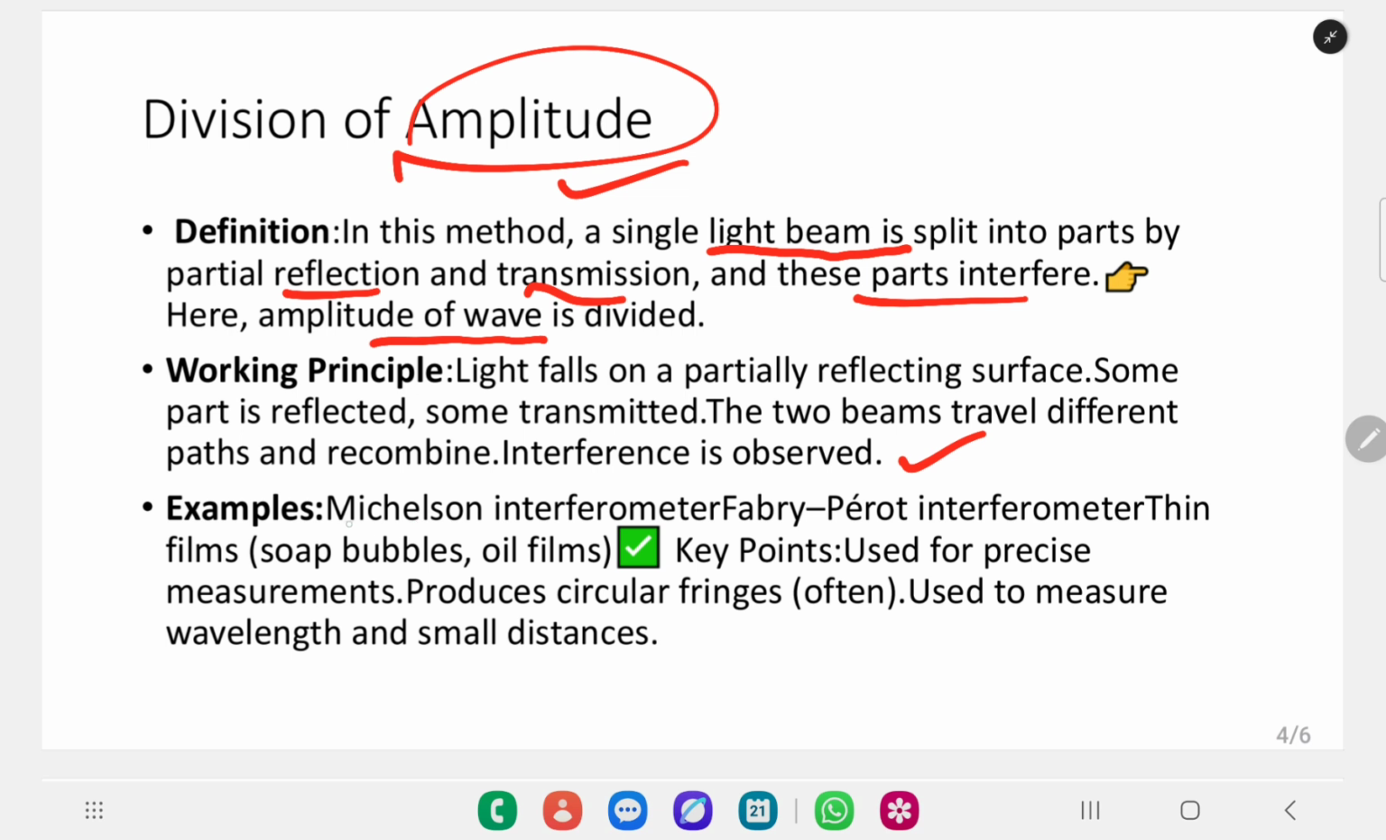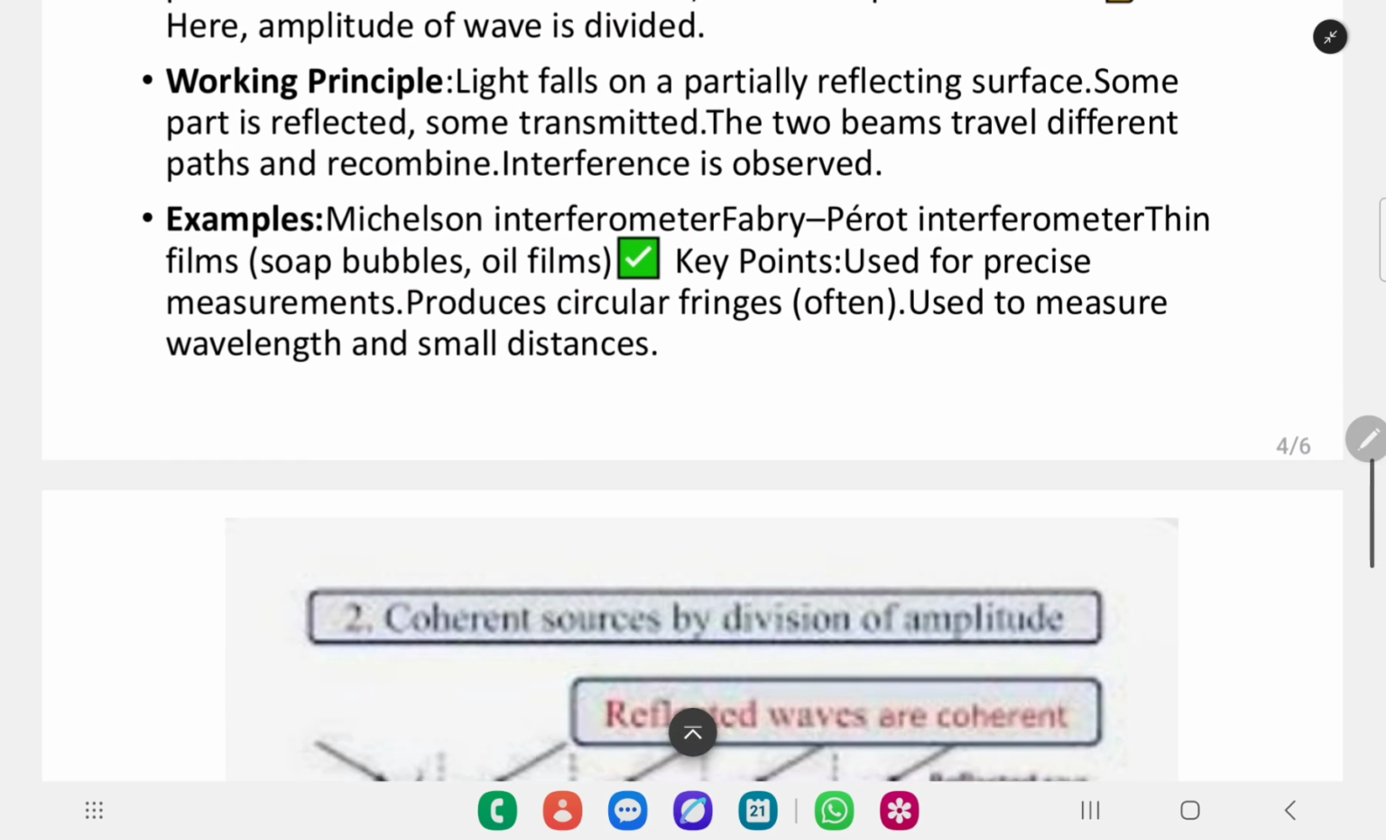So where can we see division of amplitude fringes? In the Michelson interferometer, the Fabry-Perot interferometer, and thin films like soap bubbles and oil films. Mostly the applications are in precise measurements. Circular fringes are often seen here. It is used to measure wavelengths and small distances. I'll show you the diagram.